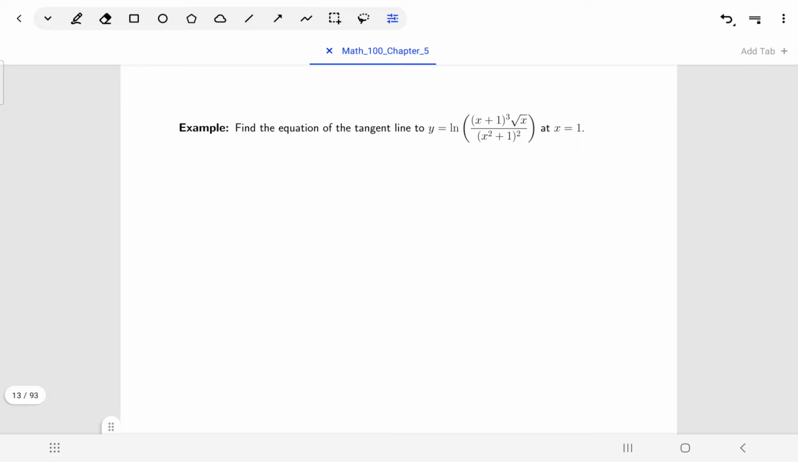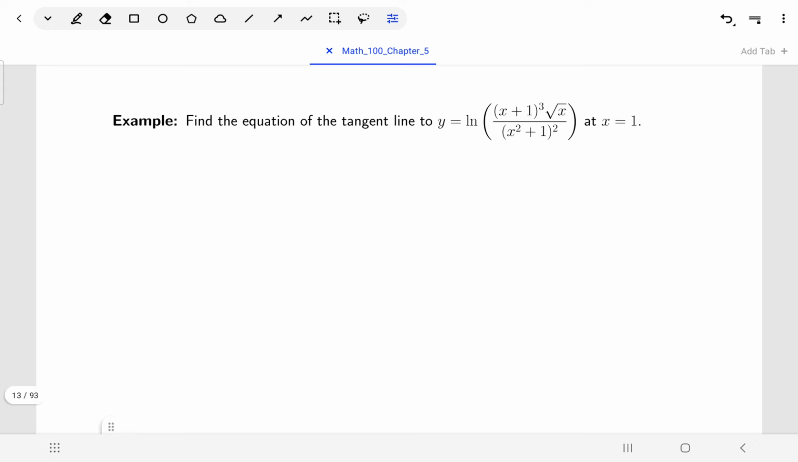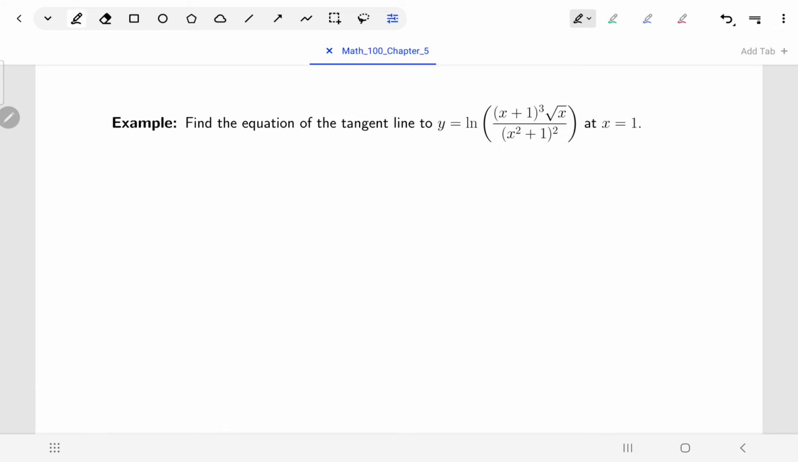Okay, so here's another one, the pretty standard one of us finding an equation of a tangent line. So here I want the equation of the tangent line to this function at x equals 1. And before I do anything else, I'm going to quickly figure out what the point is, just so that I've got my x and y coordinates all kind of squared away.